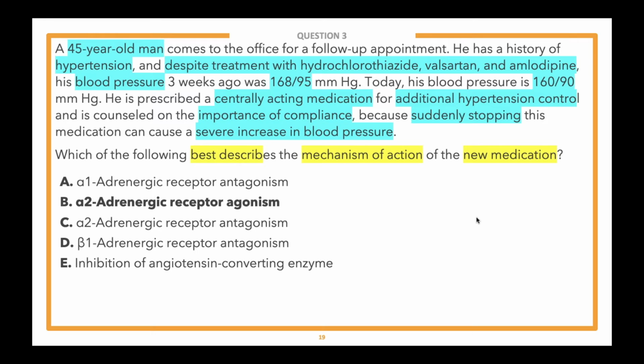Lastly, answer choice A. Alpha-1 blockers such as prazosin are used for hypertension, but again, they are also not centrally acting. So also a less correct answer choice. So hopefully you guys are able to understand why that was the correct answer in this question. I'll pass it back to you, Sean.